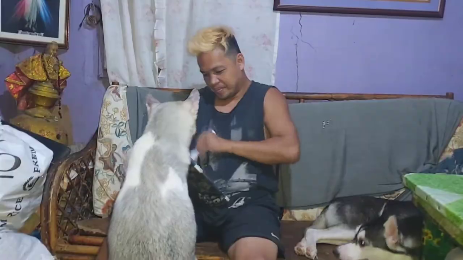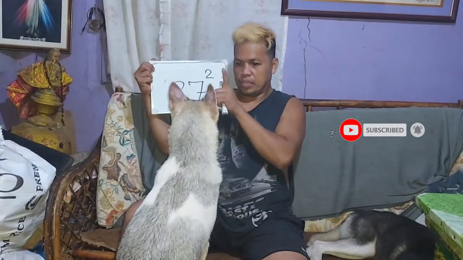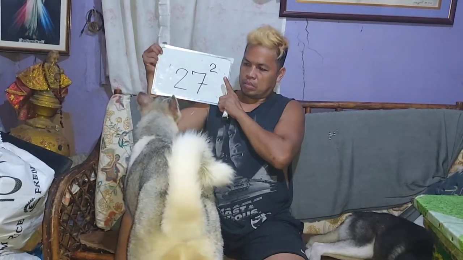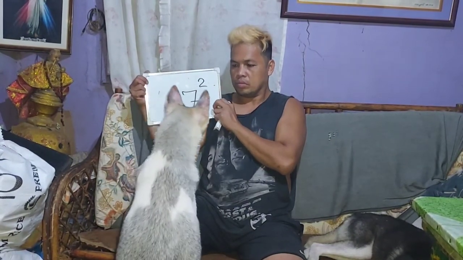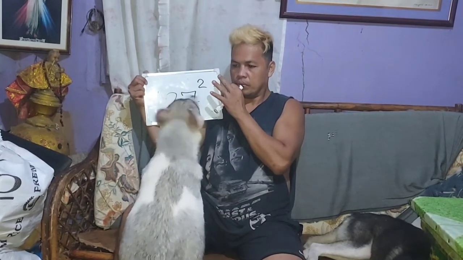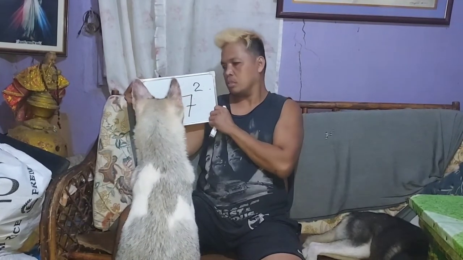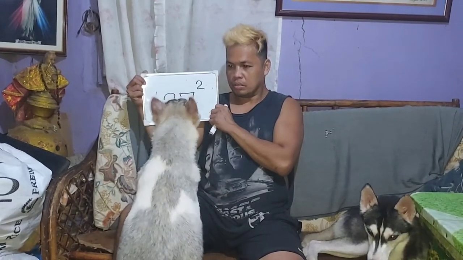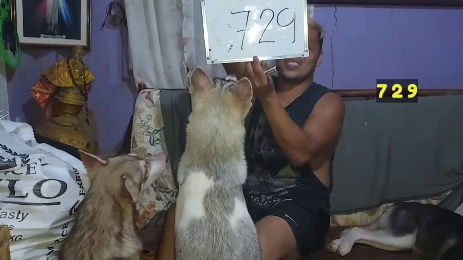Okay, next. Timmy, listen. What is the square root of 27? First digit. Answer. Is the second digit? The third digit? Okay. Are you sure 729 is your answer? Yes. Okay. 729 is the answer. Wow.